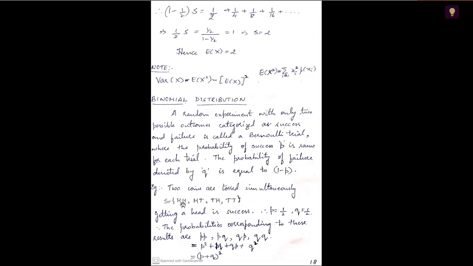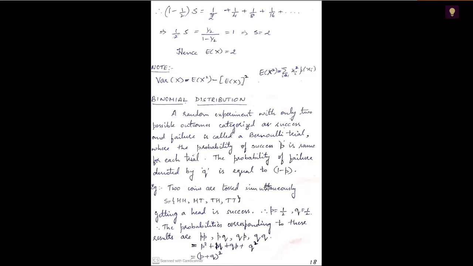So in this case, the probabilities corresponding to these results will be, since getting a head is a success, this will be PP and this will be PQ, as getting a tail is a failure, that is Q. So this is PP, PQ, and this will be QP, and this will be QQ. Now, when you add all these probabilities, you will get P square plus PQ plus QP plus Q square, and this is nothing but P plus Q the whole square. So we can expand P plus Q the whole square. You will get the probabilities corresponding to this random experiment, and this can be obtained from the binomial expansion.